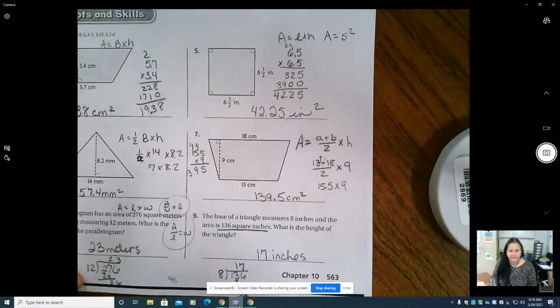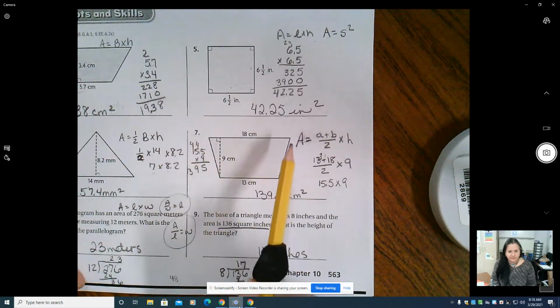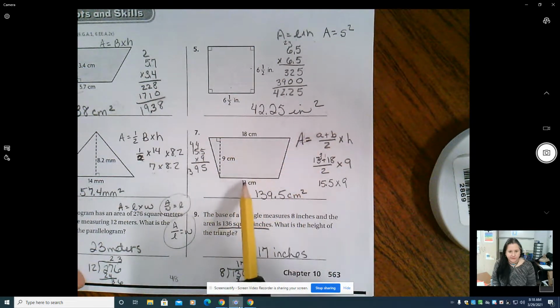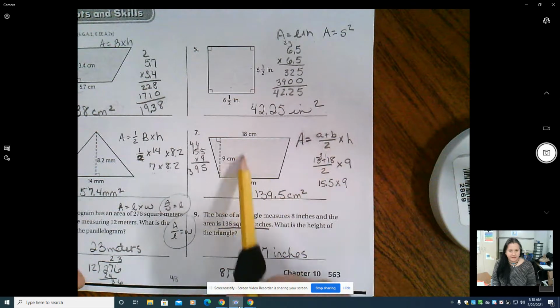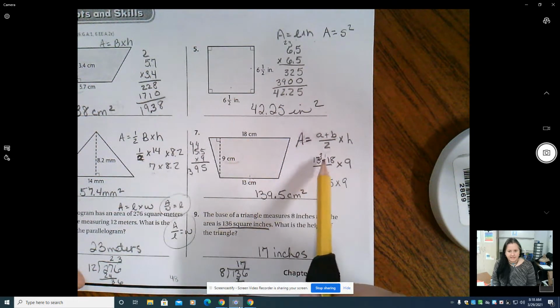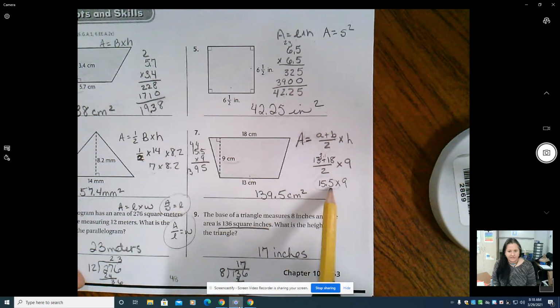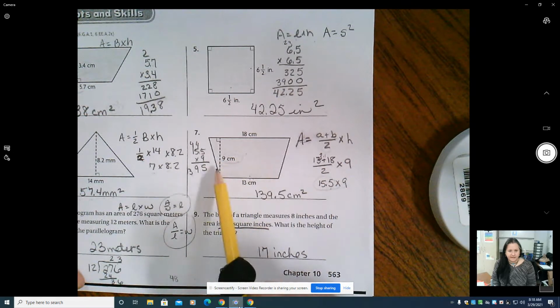All right, number 7. Here we have a trapezoid, and the area of a trapezoid is that you take the two bases, your first base and your second base, and add them together, divide that by 2, and multiply it times the height. So here I took my 13 and 18 and added them together. 13 plus 18 gives me 31. 31 divided by 2 is 15.5 times my height, which is 9. And I went over here to do that part, move my decimal over one spot, and we get 139 and 5/10 centimeters squared.